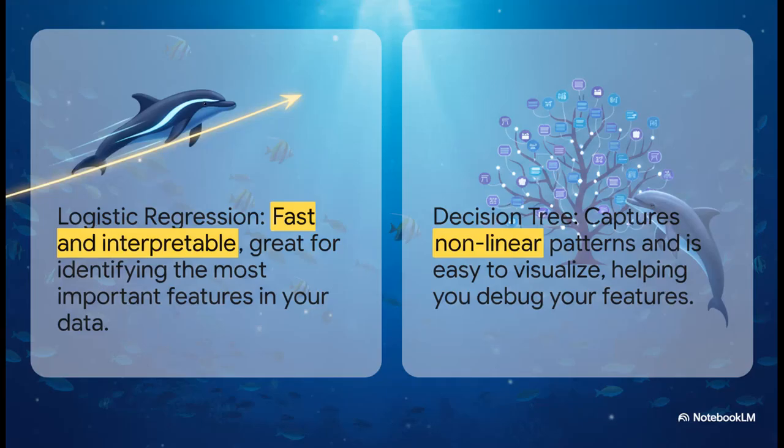So where do you even start? Seriously, forget about the big flashy deep learning models for a minute. The experts are all saying the same thing. Start simple. Start transparent. Something like a logistic regression. I mean, it's lightning fast, and it practically tells you, hey, this feature is important and this one isn't. Or a decision tree, where you can literally see the flowchart of how it makes decisions.